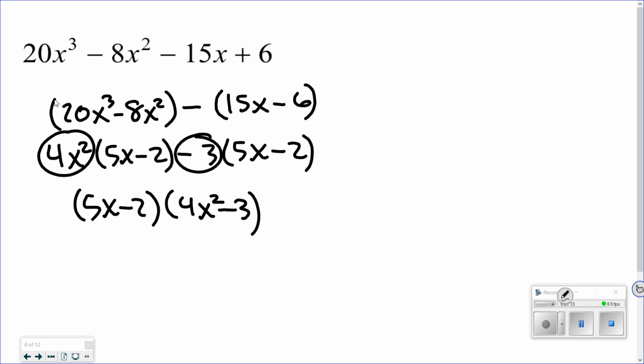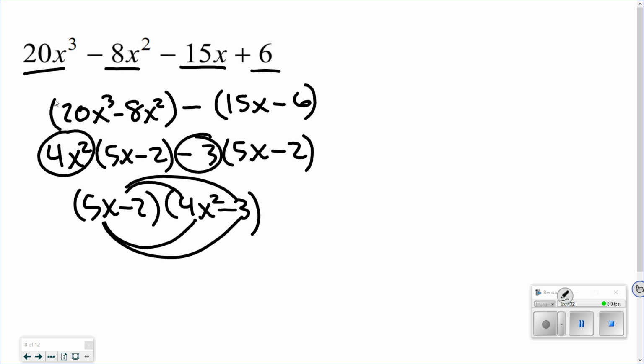Again, if you ever want to check it, we're just going to multiply this back out. 5x times 4x gives me the 20x cubed. 5x times a minus 3 gives me the minus 15x. Minus 2 times 4x squared gives me the minus 8x squared. And the minus 2 times the minus 3 gives me the plus 6. So if I multiply it out, I end up with what I started with. And that's pretty much all there is.